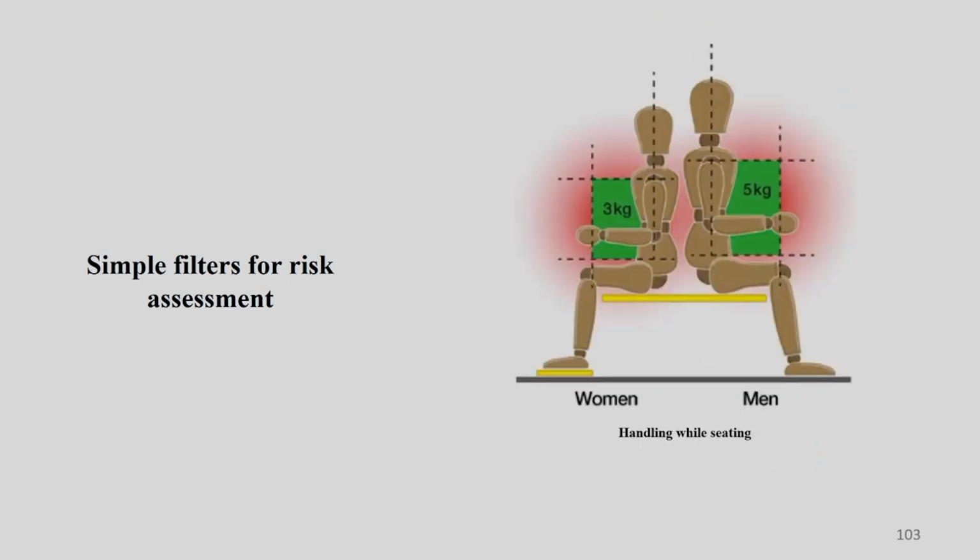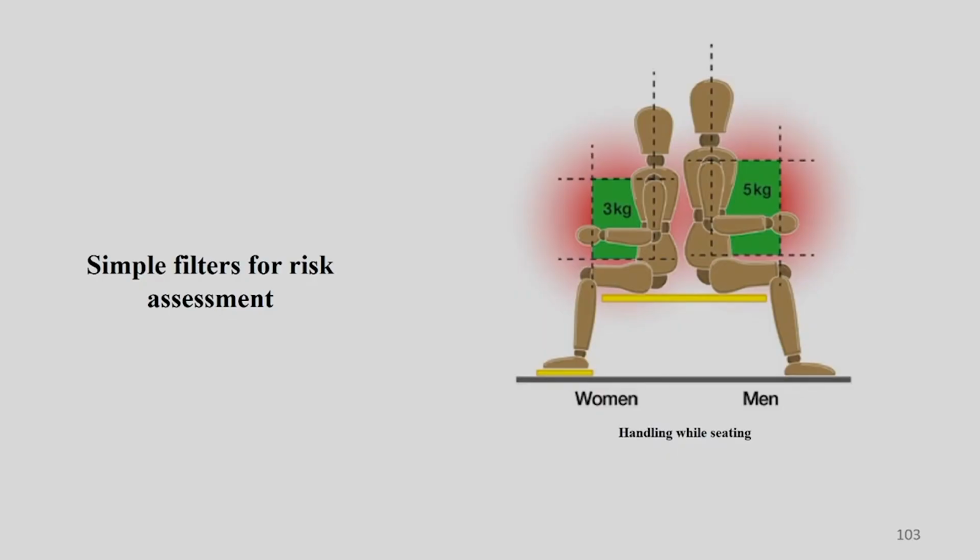Now this is for handling some kind of load while doing a sitting job. Here again there are limits for women and for men, and you can see the load weight is very different depending on the gender. So this is one of the factors that you can use as a filter while handling material in a sitting condition. Now once you have all those things, what you have to do is find out the risk and control.